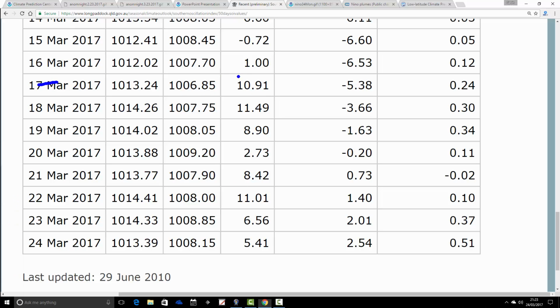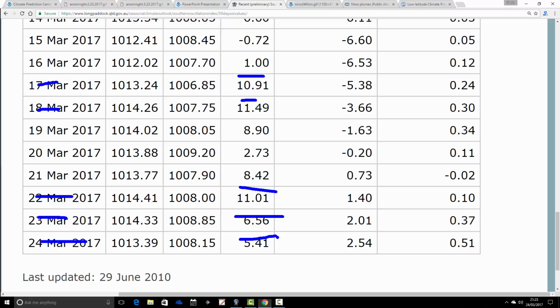But come further down towards recent days, so we come to the 17th of March, St. Patrick's Day, for example, and we're at +10. 18th of March, we're at +11, back into a La Nina, a cold event type setup. And the latest, we've come down 22nd of March at +11, 23rd of March at +6, 24th of March at +5.